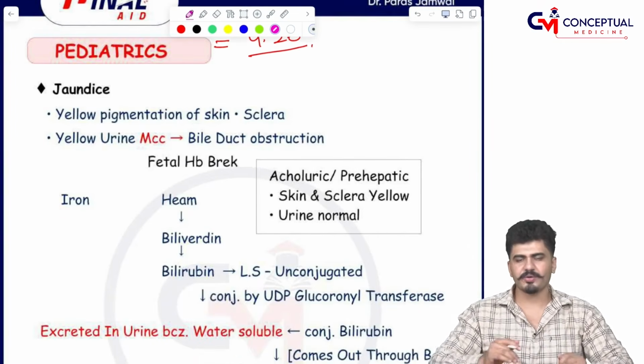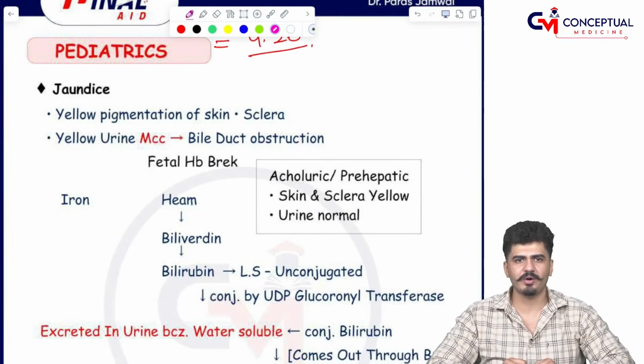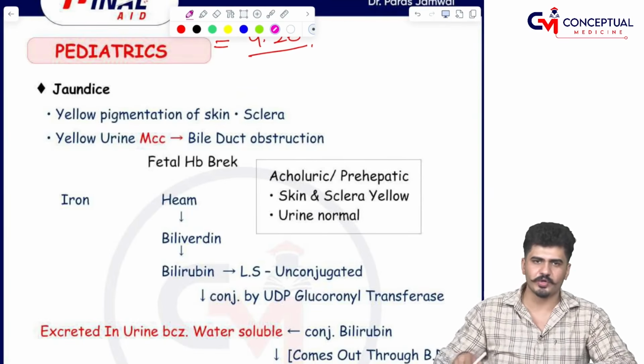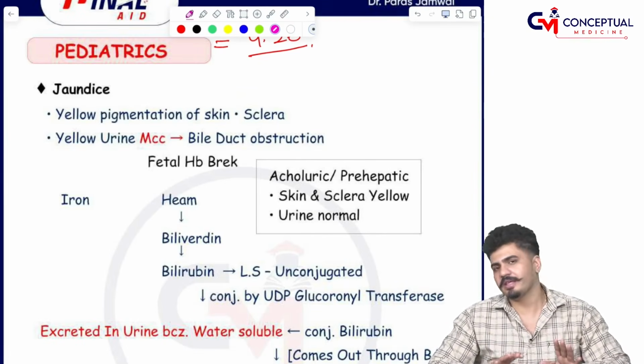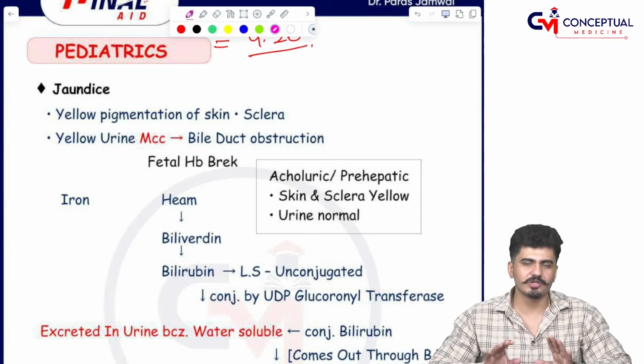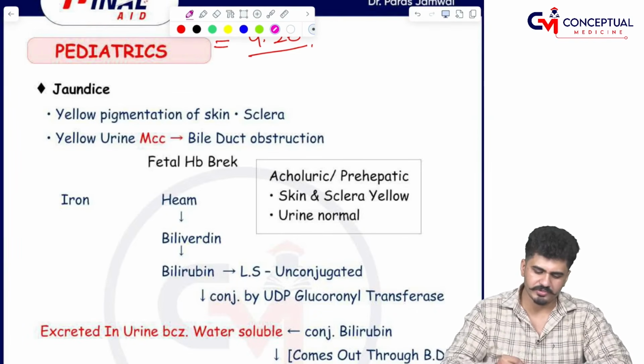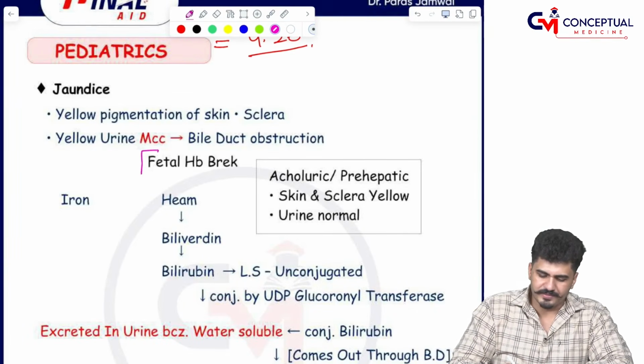The number one topic we are going to touch in this is jaundice. How is this jaundice happening? What is jaundice? Yellowish pigmentation in the body, in the urine and the sclera is jaundice. How this is happening, we will be talking about right now, sir. Now let's talk about the pathophysiology behind this.